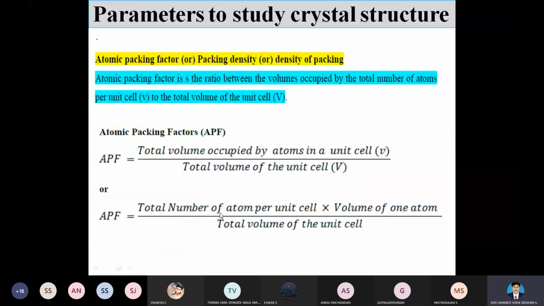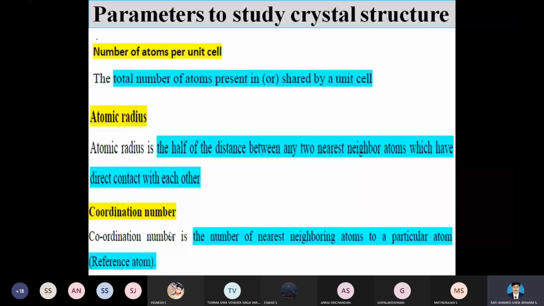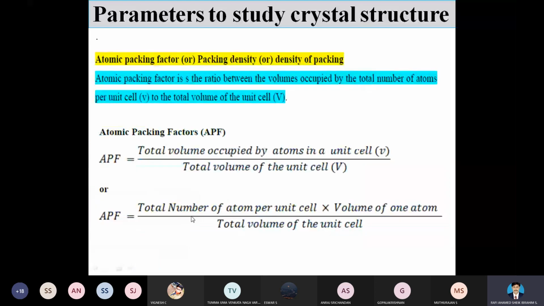If we know these three parameters, number of atoms per unit cell, atomic radius, and coordination number, then we can go for the atomic packing factor. This atomic packing factor, also called packing density or density of packing, gives the conclusion for the considered crystal structure.